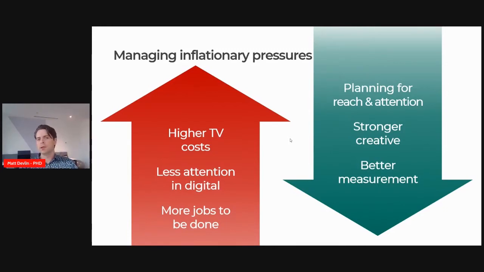Stronger creative is becoming a common talking point around the need to apply that sort of 95-5 rule to the types of ways that you're communicating with people. And then finally, better measurement, looking critically at the data in front of you and asking your agencies to do the same, both in terms of the audience and especially in terms of the impact, and ideally both in the short and long. So there's a lot of areas to maneuver.